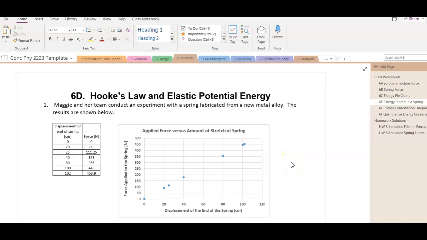This webcast talks about problems that involve elastic potential energy stored in a spring. And so I'm working in worksheet 6D.